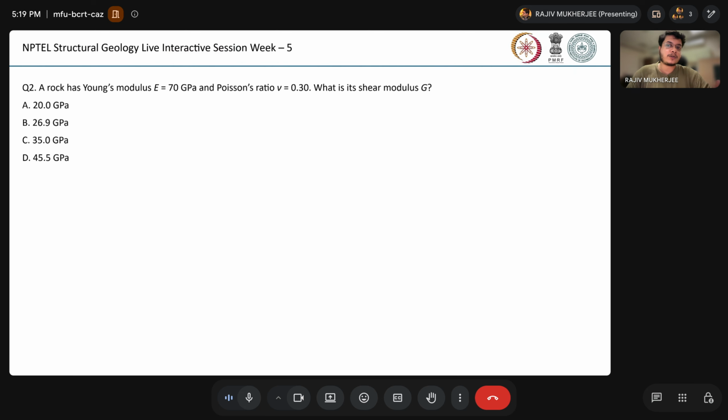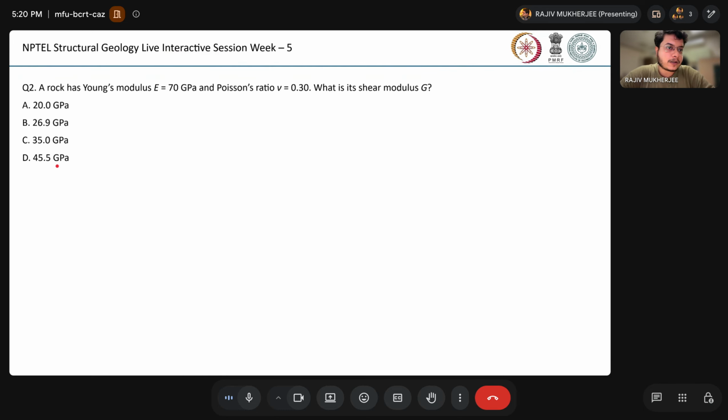Now we are moving on to the same type of question, where a rock has a Young's modulus of 70 GPa and a Poisson's ratio of 0.3. What is its shear modulus G, or the rigidity modulus? The options are 20 GPa, 26.9 GPa, 35 GPa, and 45.5 GPa.